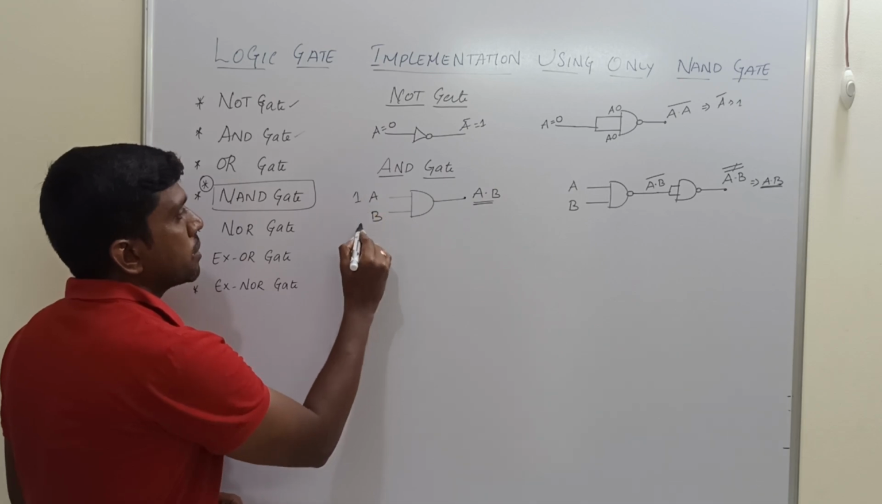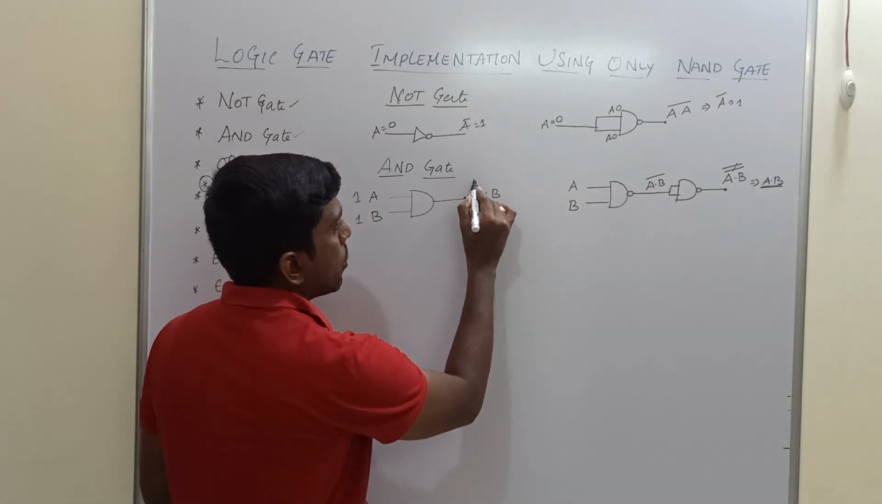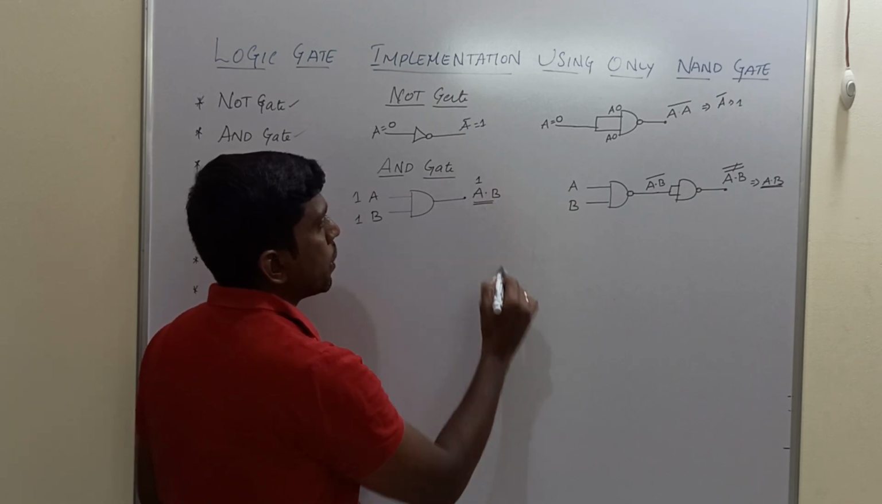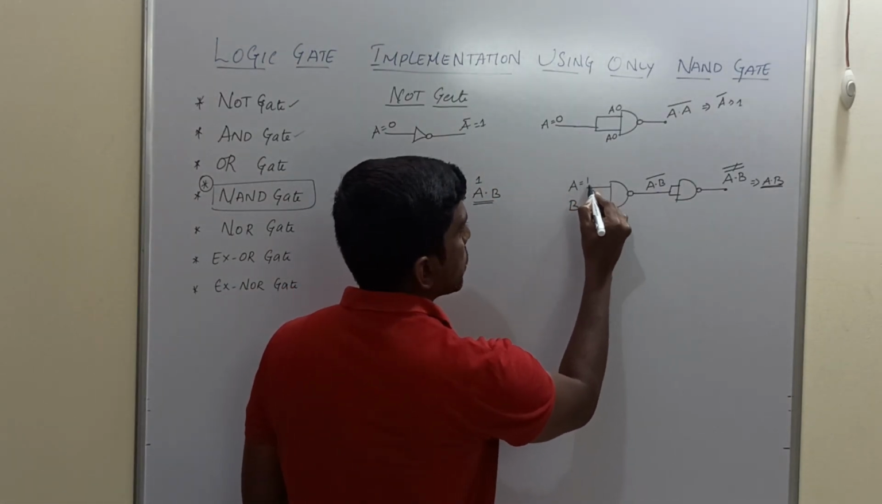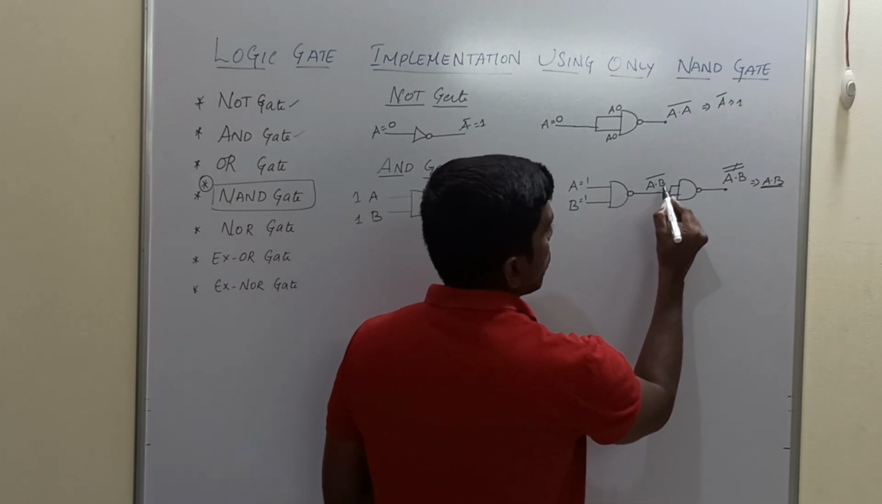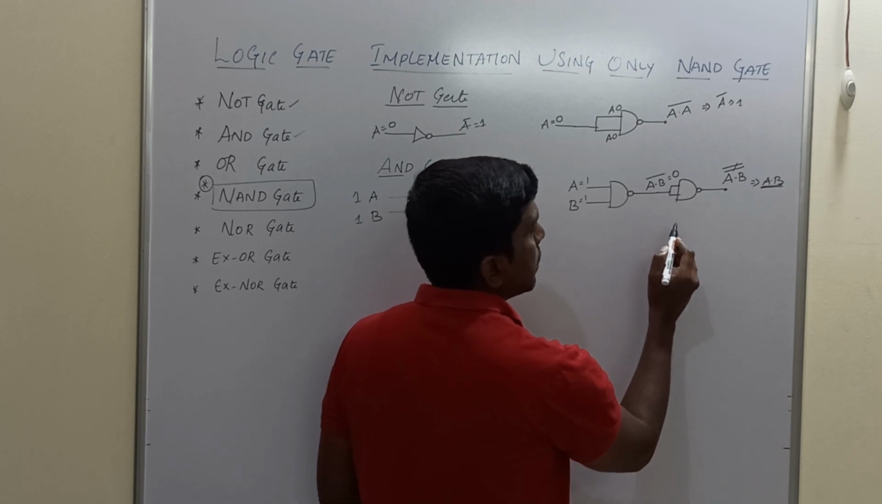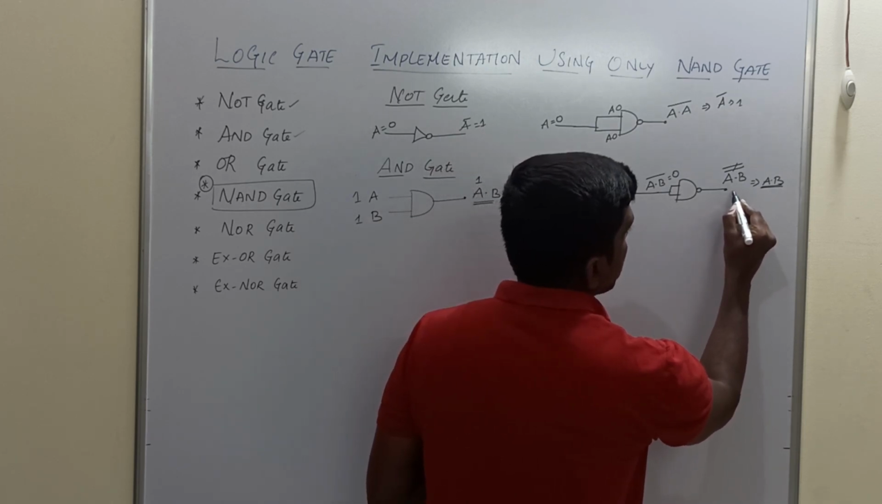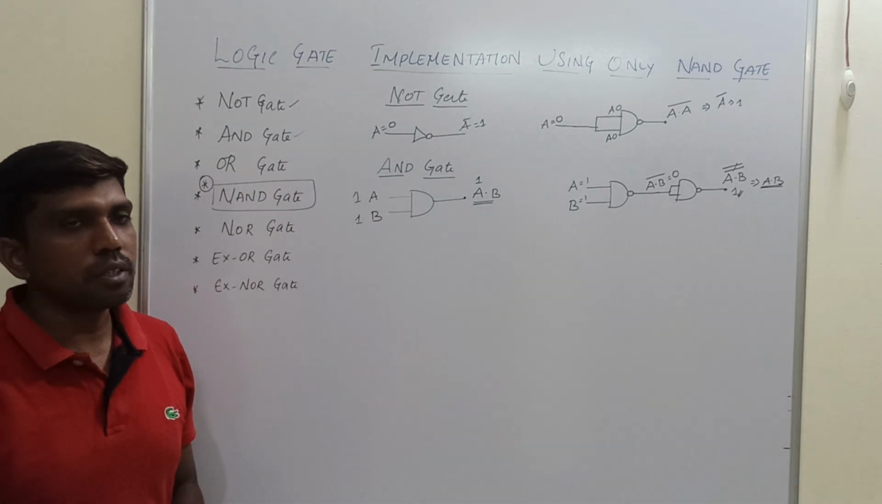Here I apply the input value for A and B as 1, 1. The final output is 1 dot 1, 1. So here also I apply the same input, A value equal to 1, B value equal to 1. So output of the NAND gate is 0. This 0 is applied to the second NAND gate input. The final output is 1. Output wise both are the same.